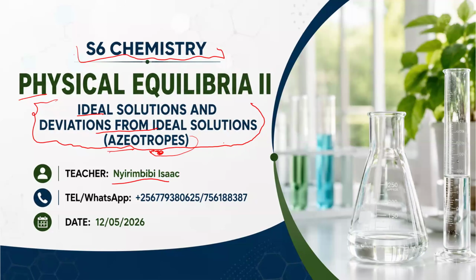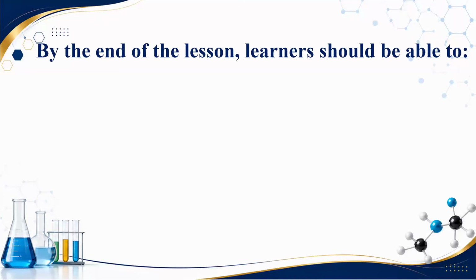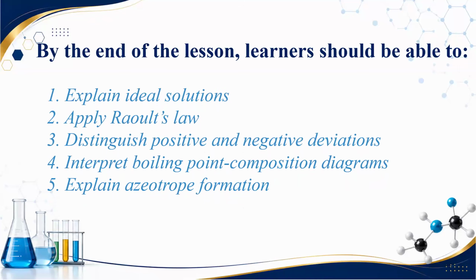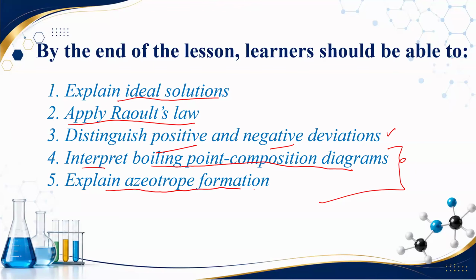Utilize the chat very well. And if you have any burning question, you raise up the hand so that we can move together. Okay, now, what do I expect from us by the end of this session? By the end of this session, I expect us to have known a number of things. Number one, we should be able to explain what an ideal solution is. We should be able to apply Raoult's law. We should also be able to distinguish between a positive and negative deviation. Then, these two are the ones we shall look at in our next session: interpreting the boiling point composition diagram, and also explaining azeotrope formation. So these two are for our next lesson on Tuesday.